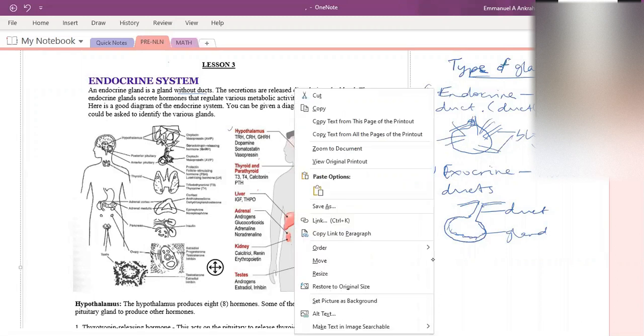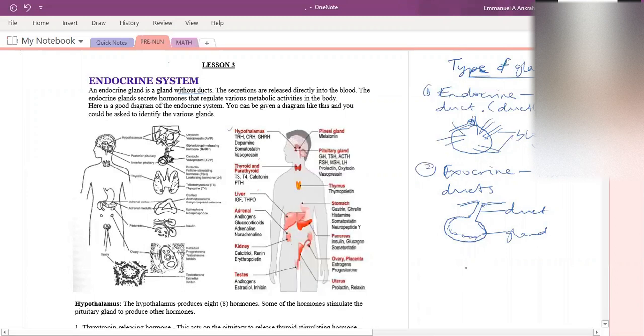The hypothalamus secretes a number of hormones. One way you can remember the hormones that it releases is the words releasing hormone. If you see releasing hormone attached to that hormone, it comes from the hypothalamus. So it produces 8 main hormones. Okay. And some of them stimulate the pituitary gland to produce other hormones, right?